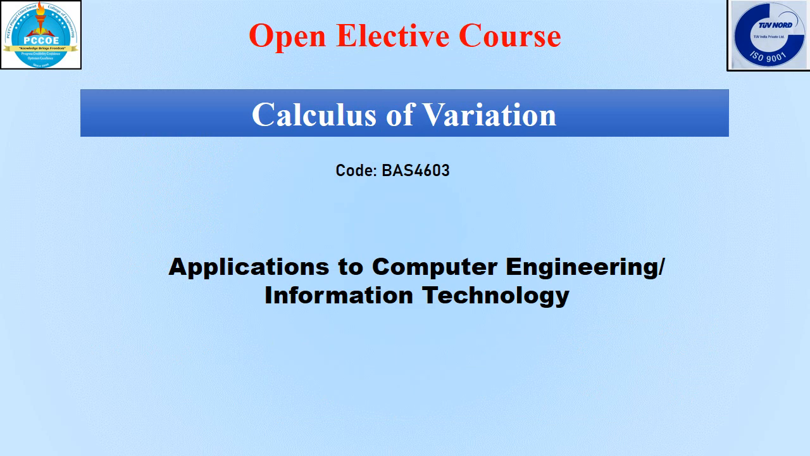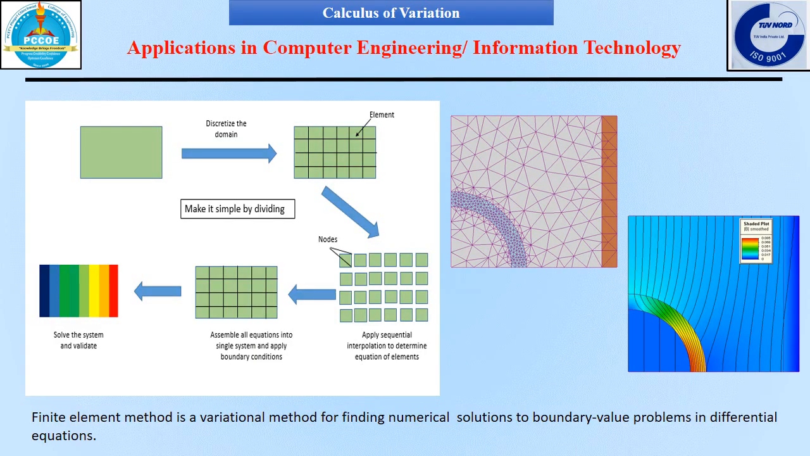So now we will see the applications of calculus of variation to computer engineering and information technologies. We are going to see the finite element method, which is useful in numerical solution of boundary value problems in differential equations. Given an object with any shape, we discretize it into small elements of known shape, for example rectangle or square or hexagon.